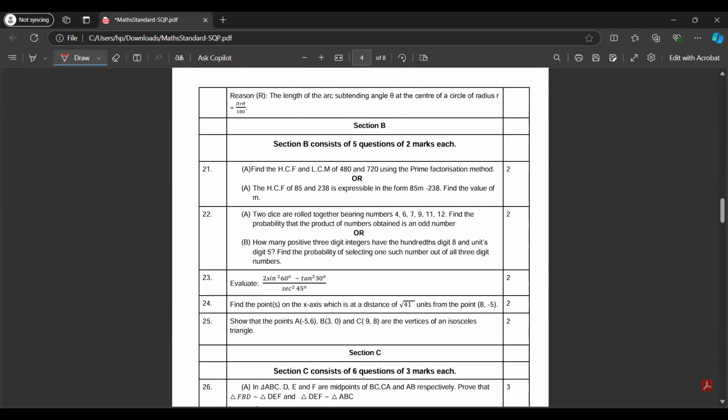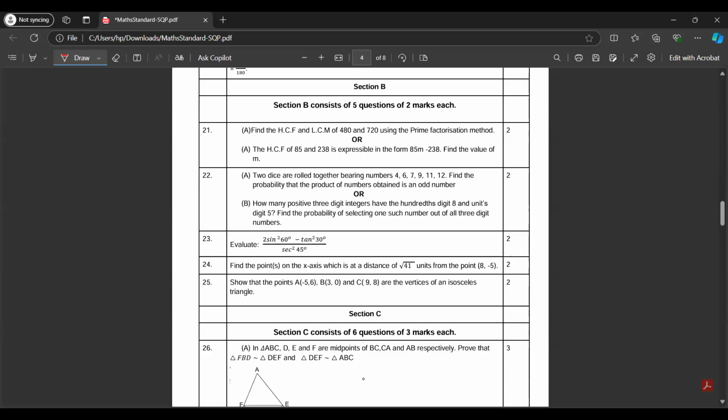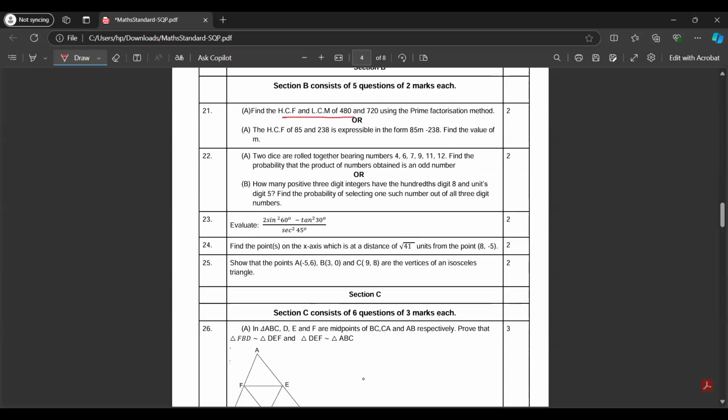Yes, ma'am. Now come to section B. Find the HCF and LCM of 480 and 720 using prime factorization. So this question you can do, right, beta? Do this. Two dice are rolled together bearing this number. Find the probability that the product of the numbers obtained is an odd number.